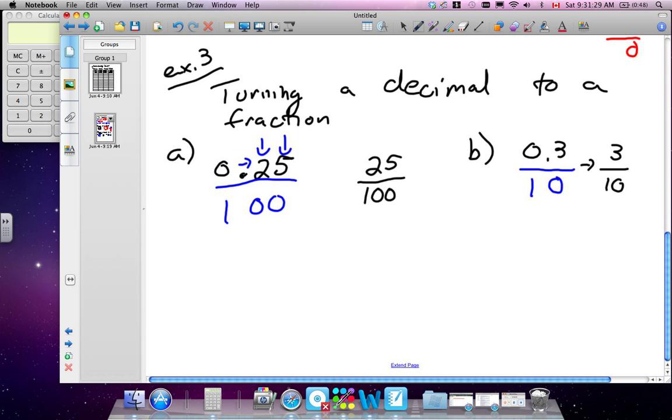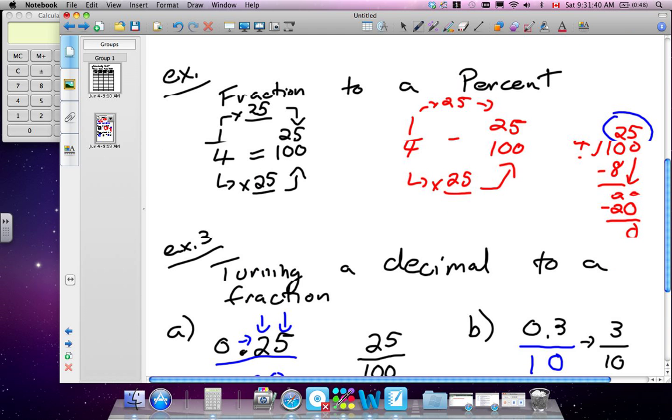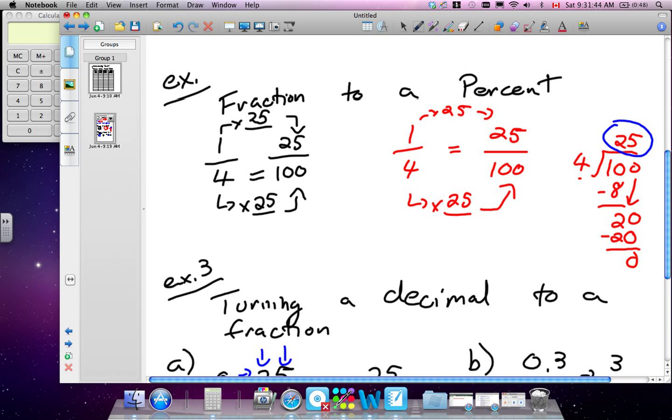Just like we were doing up here, we were turning fractions into a percent. Oh, I forgot to do a step there. Silly me. Okay, let's finish this. Turning a decimal into a fraction. So we've turned that decimal into a fraction.